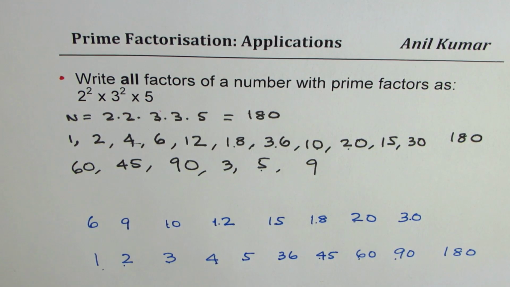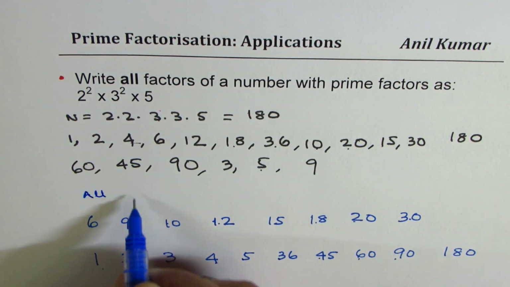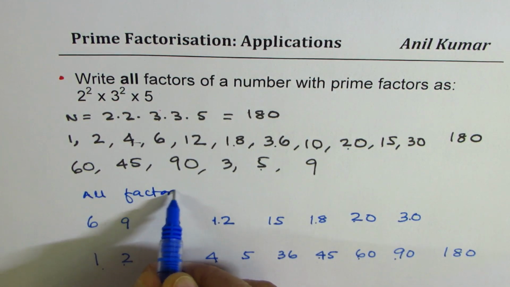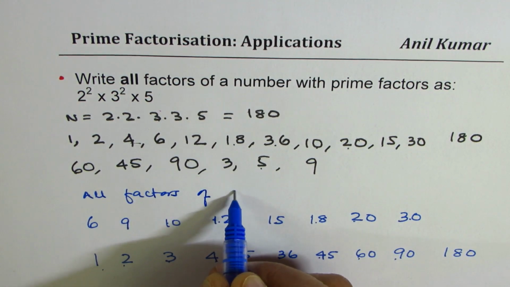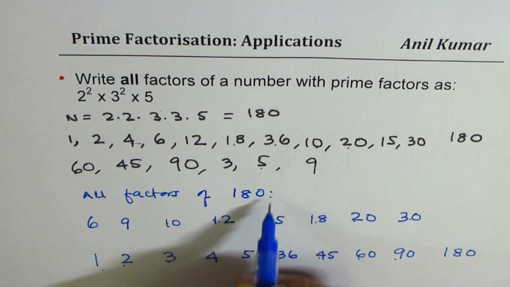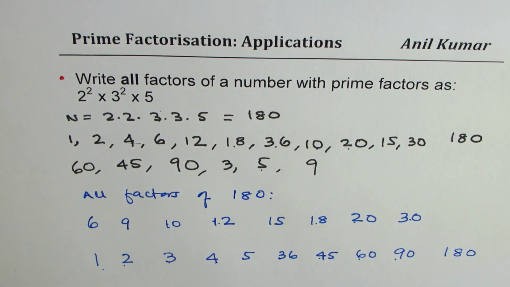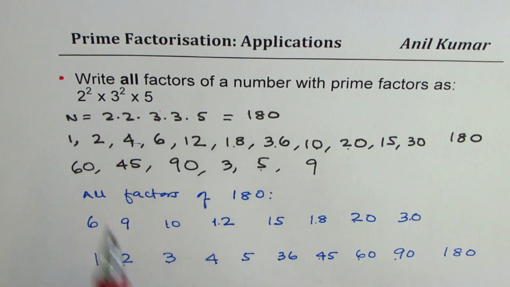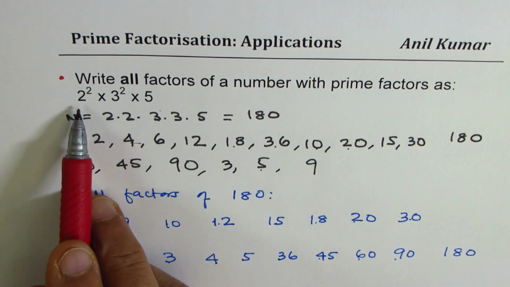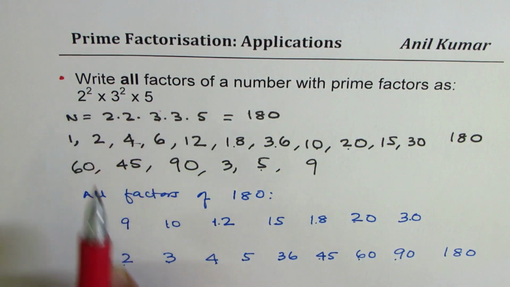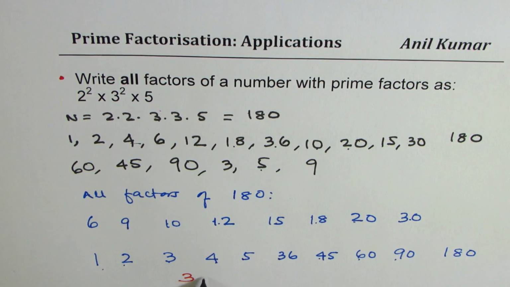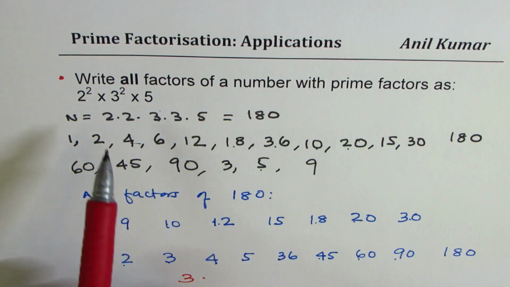So these are all factors of 180, correct? So as you can confirm, there are 18 factors of 180. And as we showed you, the reason is that we have 2 2s, we could have 1 2, 2 2s, or no 2 at all. So that means there are 3 options for 2s.